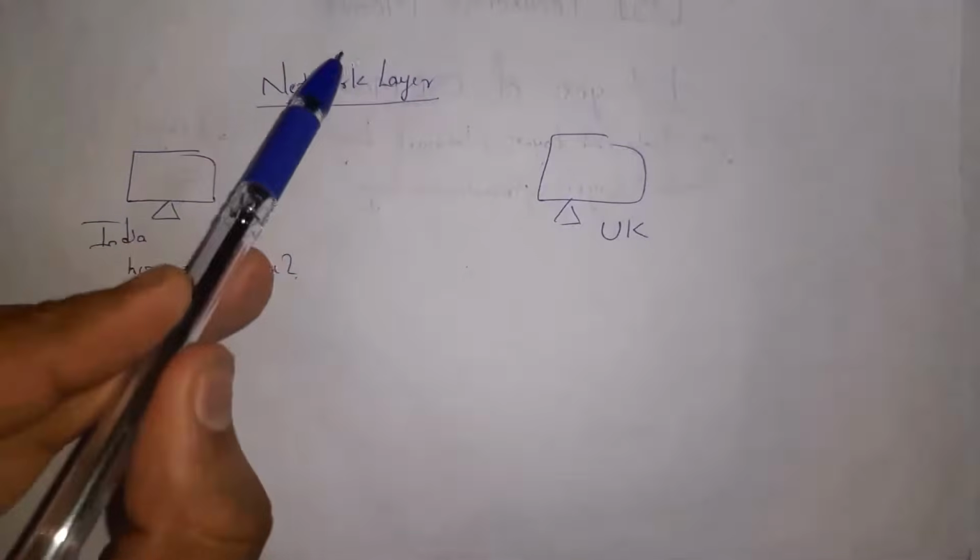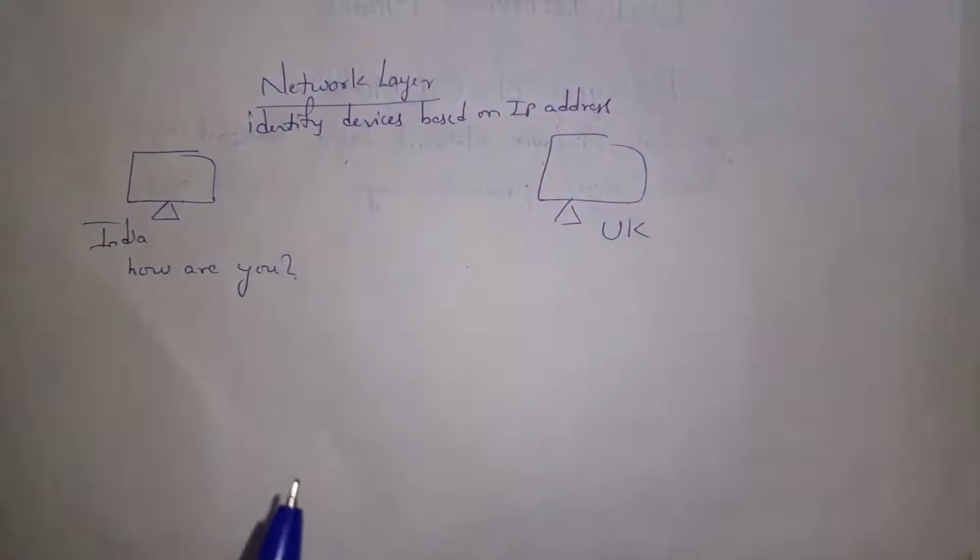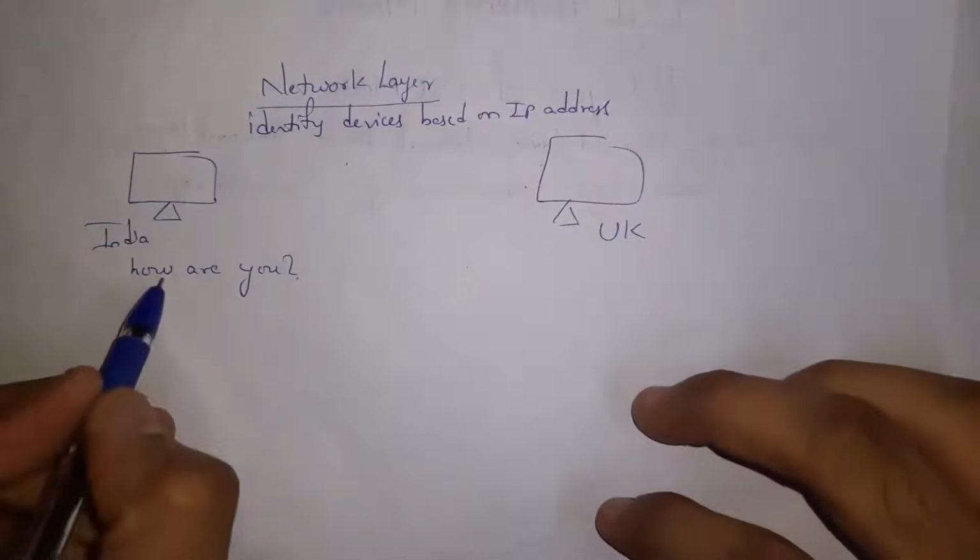So the network layer will identify sender and receiver based on IP address. After identifying devices, the network layer will send data. In the network layer, instead of sending complete data at a time, our data is divided into packets.